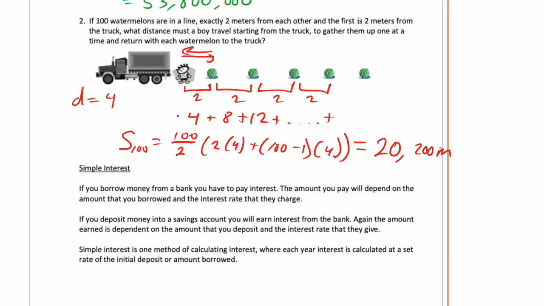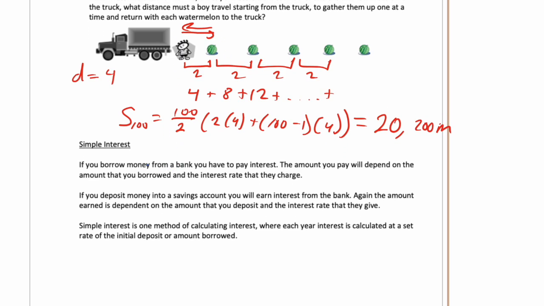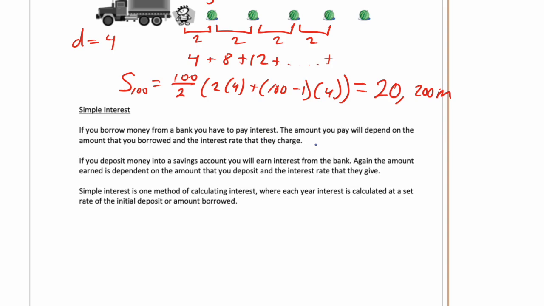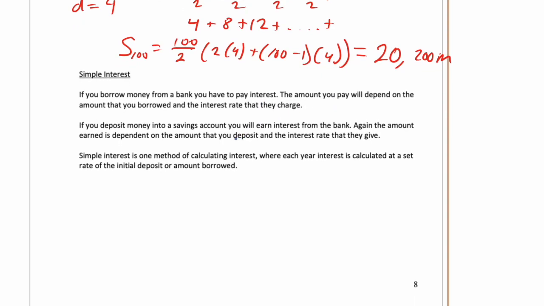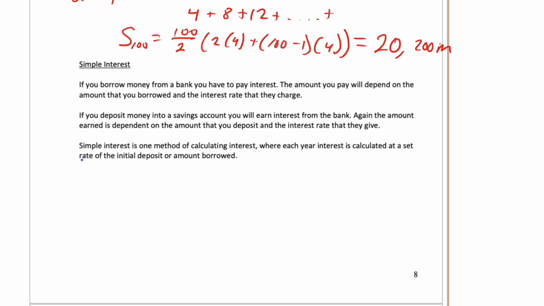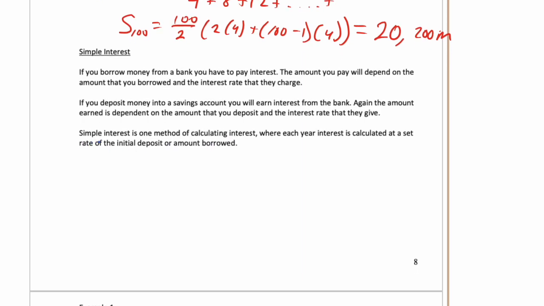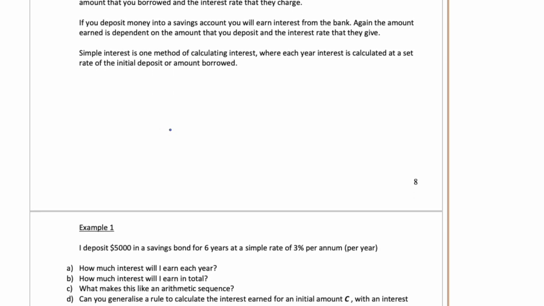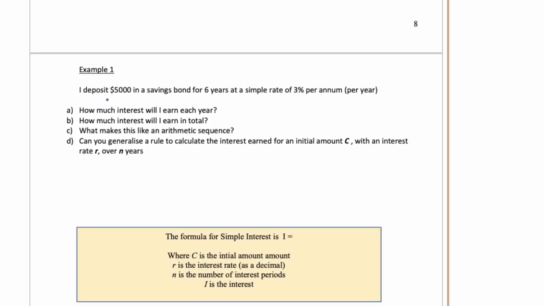Okay, next we're going to look at simple interest. If you borrow money from a bank, you have to pay interest. So simple interest is just you get the same percentage each year, and you get the same amount every year. So it is an arithmetic sequence. Let's take a look at an example.